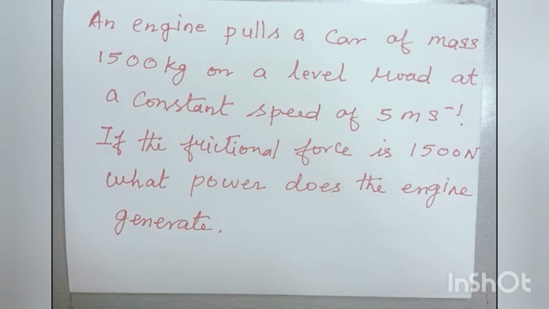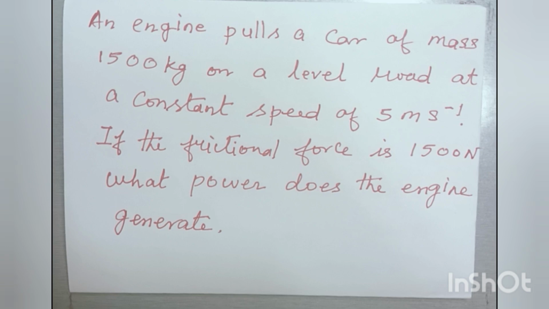So here we have an engine. The engine pulls a car whose mass is 1500 kg. It is moving on a level road, so there are no ups and downs. And at a constant speed, the speed of that car is 5 meters per second. So in one second, it moves 5 meters. If the frictional force is 1500 newtons.